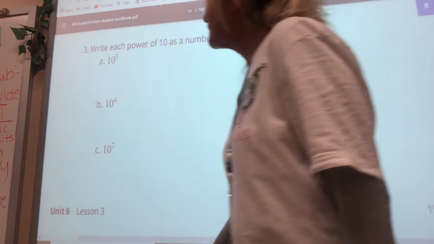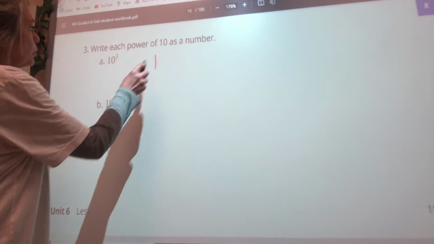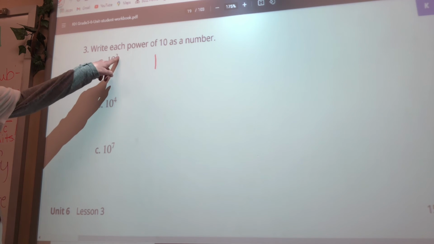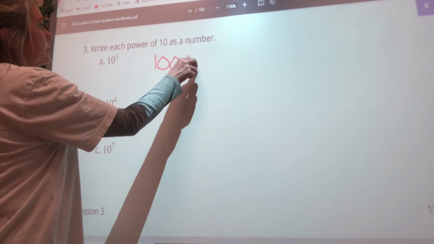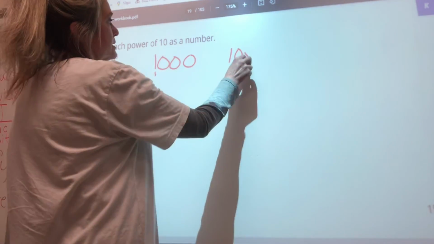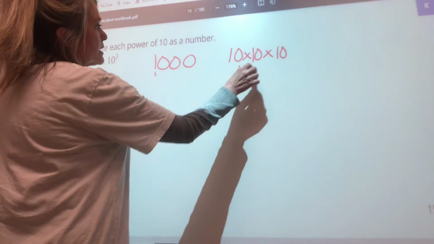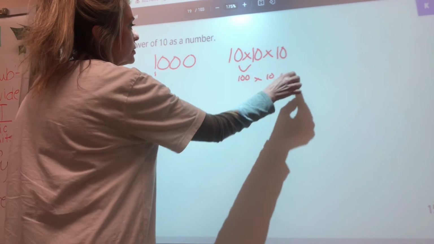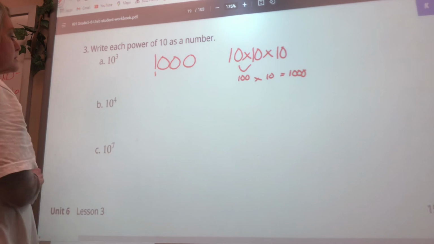Okay, now it says write each power as a number. Well, I write down the 1, and how many multiples? 3 multiples of 10, so 1, 2, 3. And we can take that and check it. 10 times 10 times 10. We know 10 times 10 is 100. And then 100 times 10 is 1,000. So yeah, our answer is 1,000.